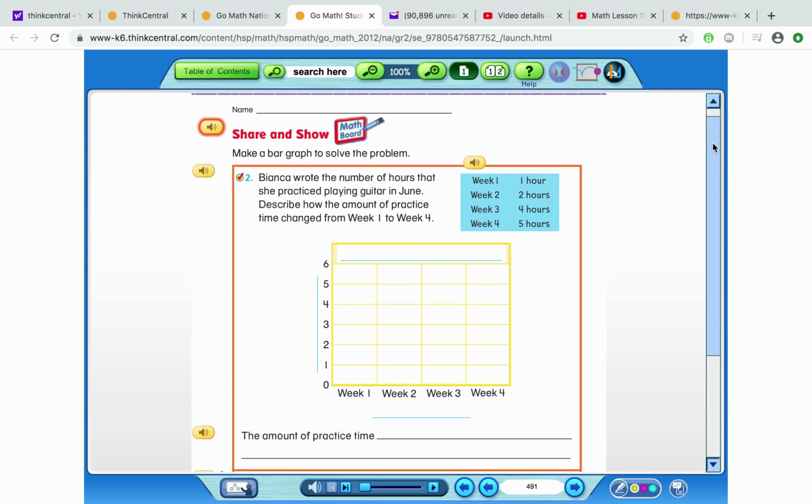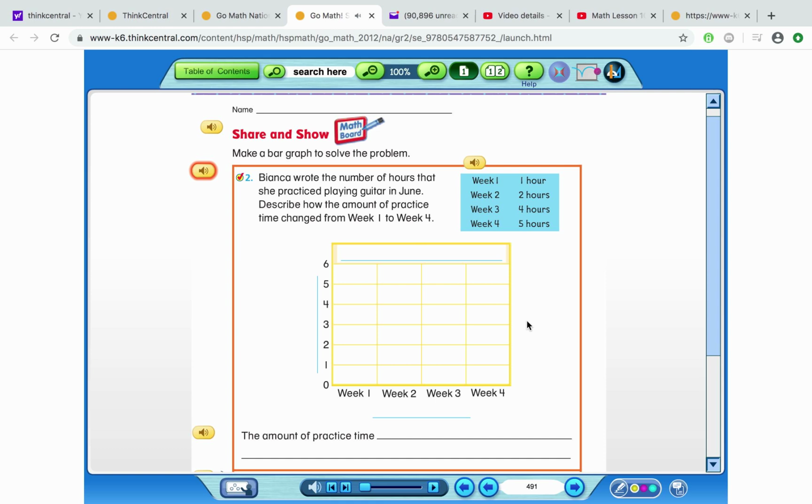Here's the next one. This is page 491. Same kind of thing. You're going to make a bar graph to solve the problem. I'm going to go ahead and let it read to you, and then I suggest you read it on your own again. 2. Bianca wrote the number of hours that she practiced playing guitar in June. Describe how the amount of practice time changed from week 1 to week 4.